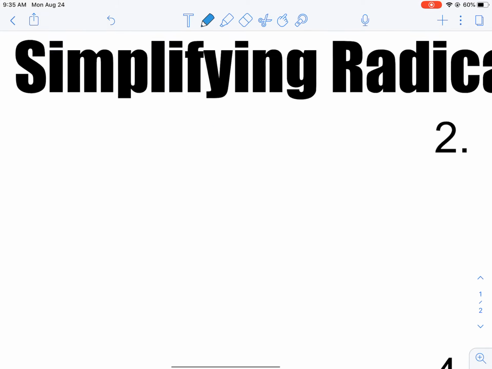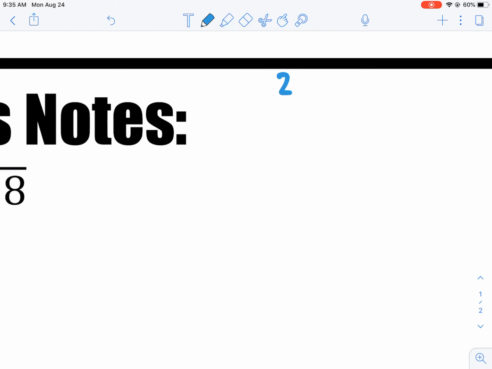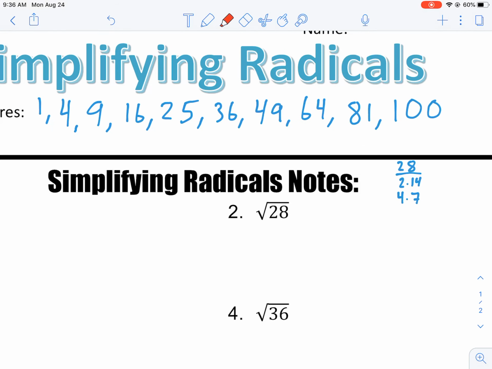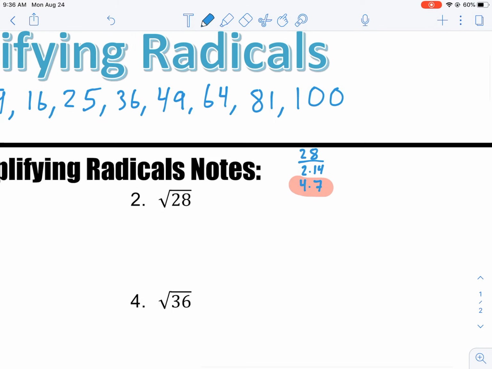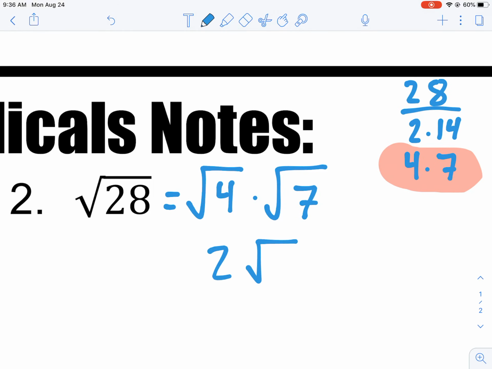So we're going to go ahead and do another example, 28. What are the factors of 28? So 28, we have 2 times 14, and we have 4 times 7, and I believe that's it. So again, it's going to be the same as last one. Neither 2 nor 14 is a perfect square, therefore we're going to pick 4 and 7. So the square root of 28 equals the square root of 4 times the square root of 7. The square root of 4 then is 2, and so our final answer is 2 radical 7.